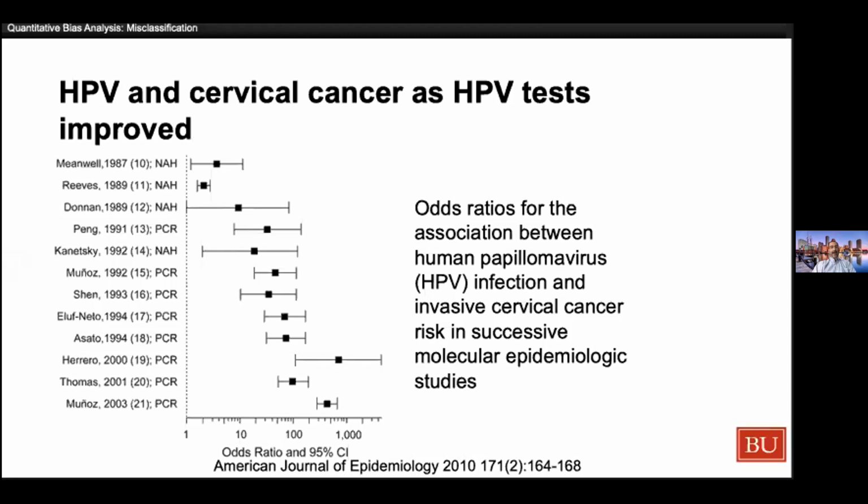This is a figure that shows the relationship between human papillomavirus infection and invasive cervical cancer. The estimates are in chronological order. If you look in 1987, the estimates were roughly in the neighborhood of an odds ratio of 7 or 8. Whereas when you got to 2003, as the tests for HPV got better and better, the odds ratios end up in the neighborhood of like 800. So an order of magnitude that we're missing.